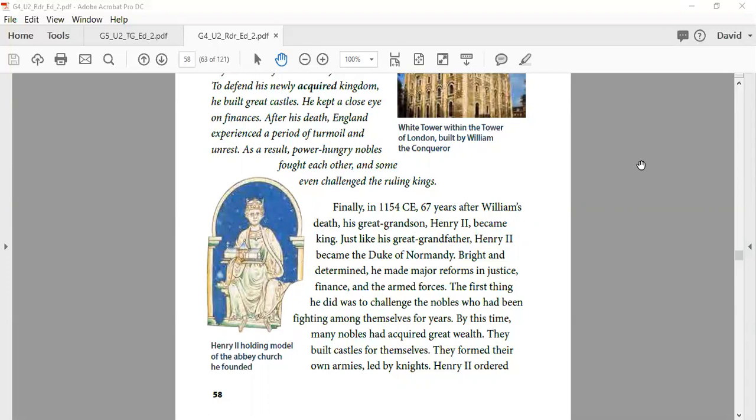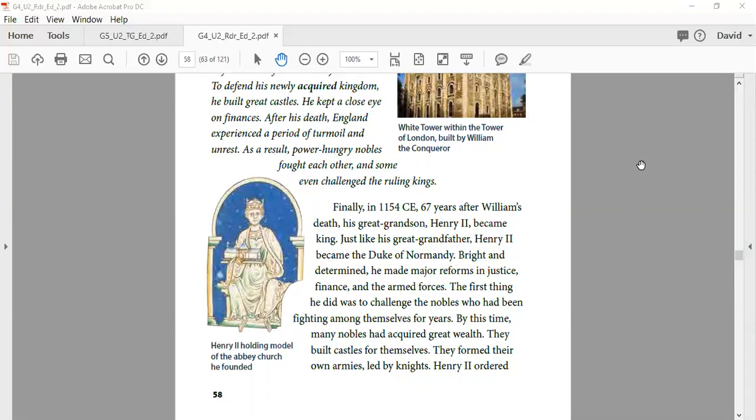II, became king. Just like his great-grandfather, Henry II became the Duke of Normandy. Bright and determined, he made major reforms in justice, finance, and the armed forces. The first thing he did was to challenge the nobles who had been fighting among themselves for years.